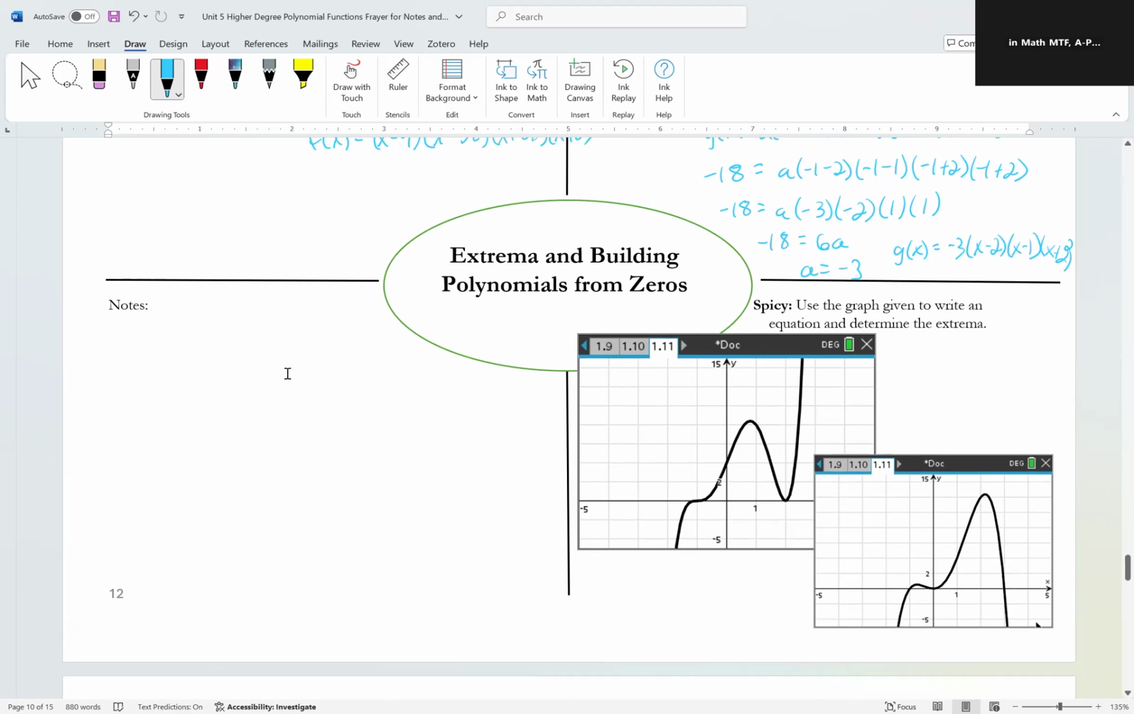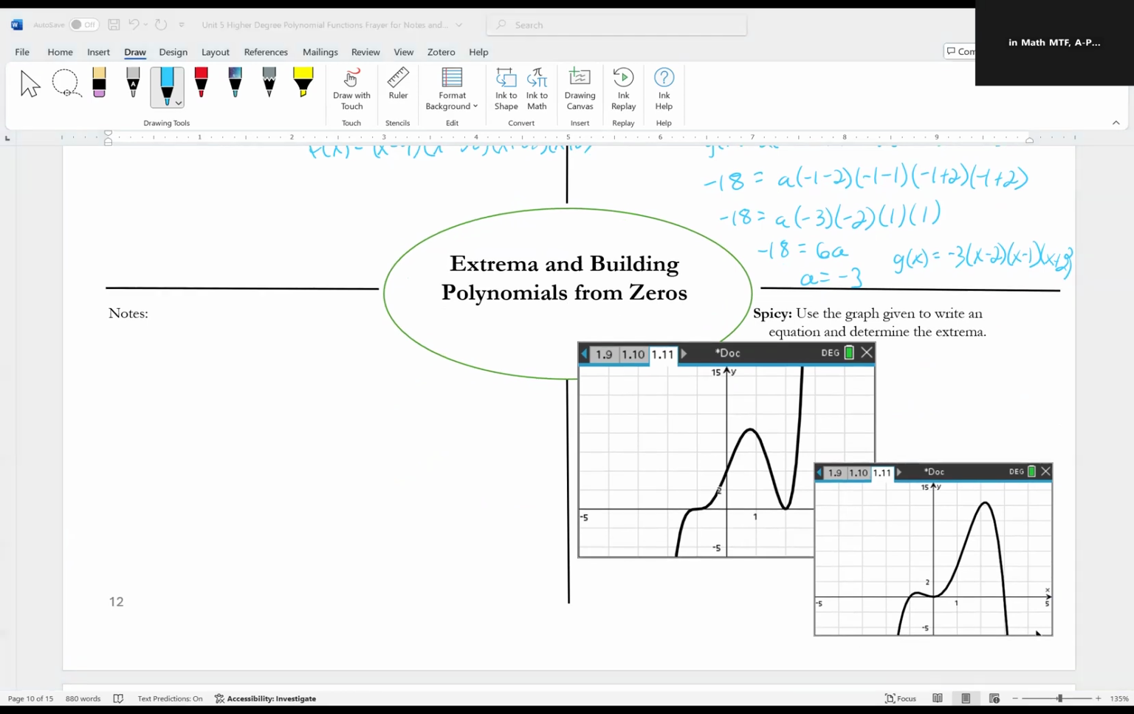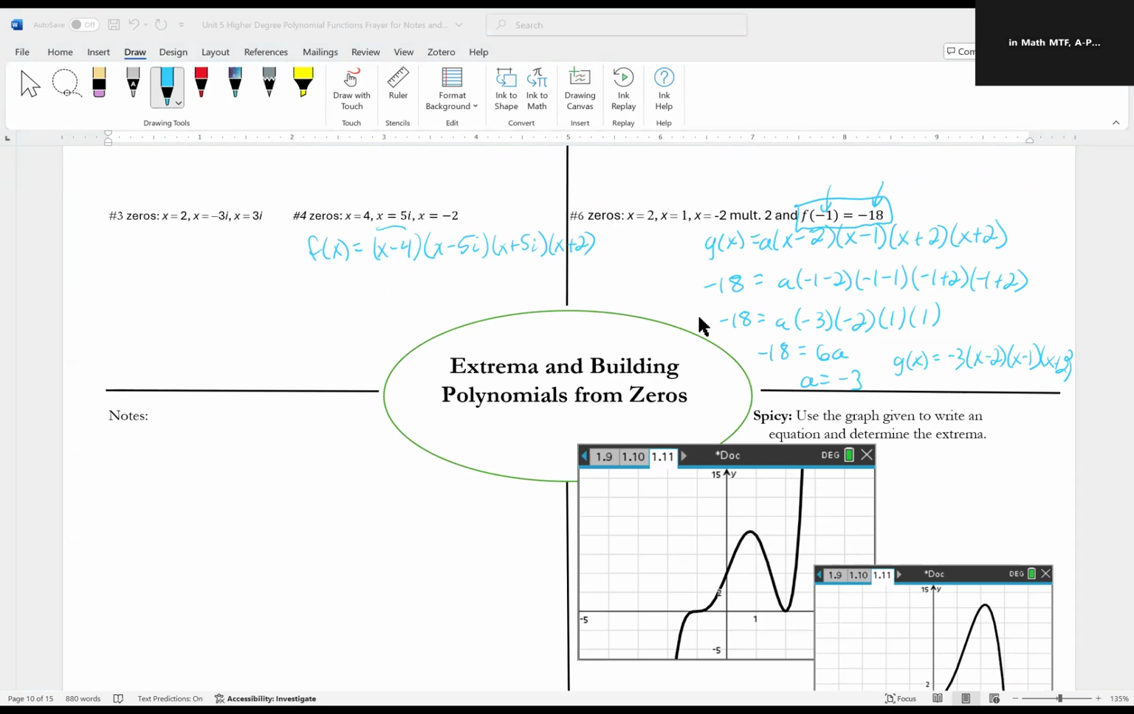taking out my calculator. x minus 4, x plus 5i. Now you could always convert this to standard form, and then you don't have to use this factored form right here if you don't want to put in those i's, because the standard form won't have those i's. And then x plus 2.